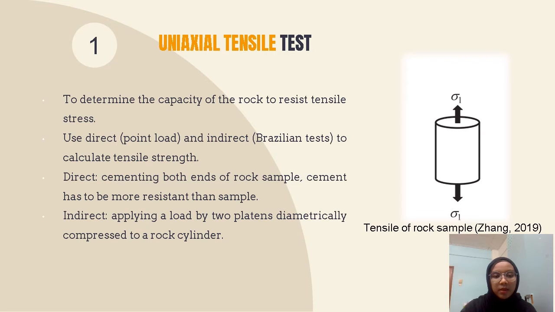Direct is by cementing both ends of the rock sample, where the cement has to be more resistant than the sample itself. Indirect is by applying a load by two platens used to compress a rock cylinder.